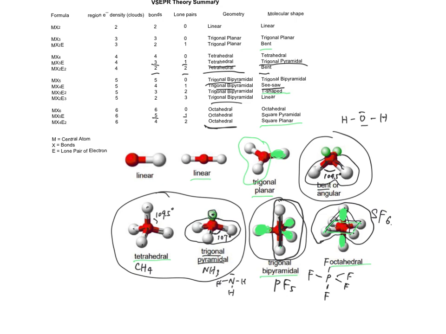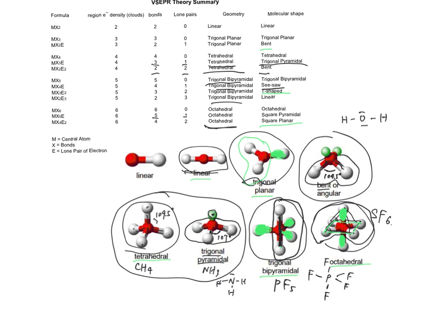Trigonal bipyramidal is the only one of the five geometries where the positions are not all equivalent. Linear, these two are both equivalent. Trigonal planar, these three are all equivalent. Tetrahedral, all four are equivalent. Octahedral, all six are equivalent.